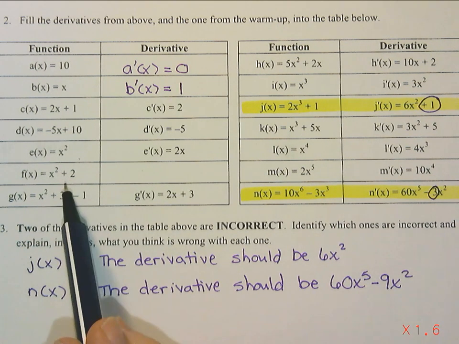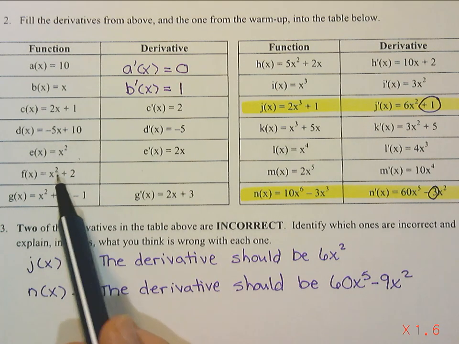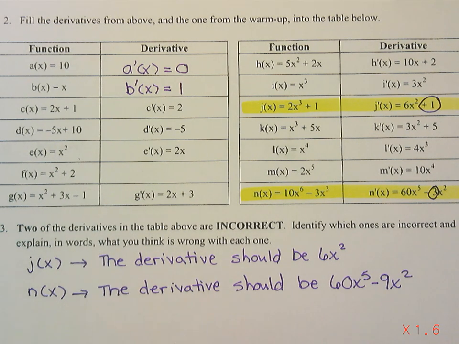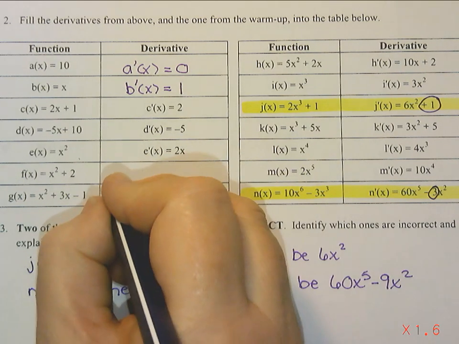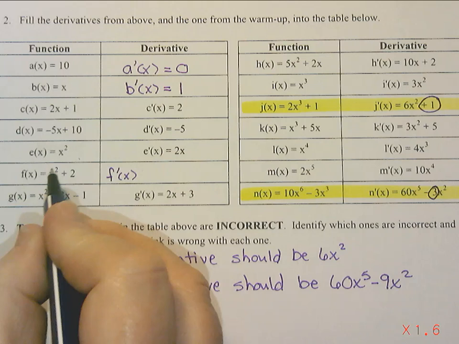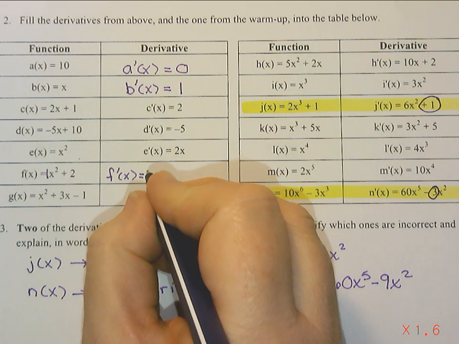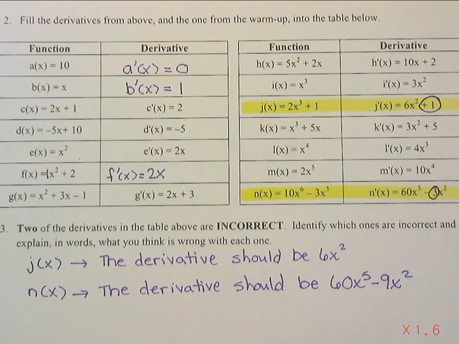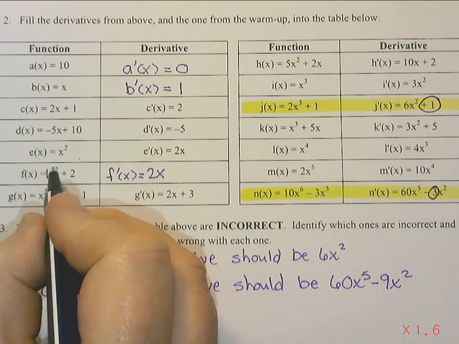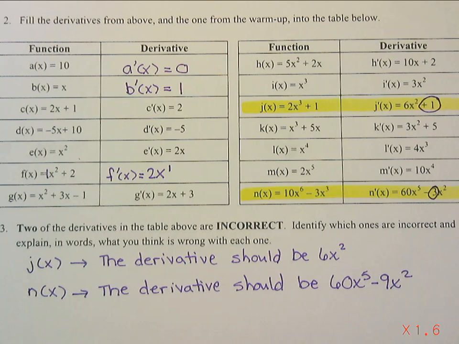So I'm going to try that with this one here. I have f of x equals x squared plus 2. So if I try to do the derivative of this to get f prime of x, I'm going to do 2 times the invisible coefficient of 1, which is 2, and then x to the power of, I'm going to take that 2 and take 1 off the exponent to get 2x to the power of 1, or I could just write 2x.